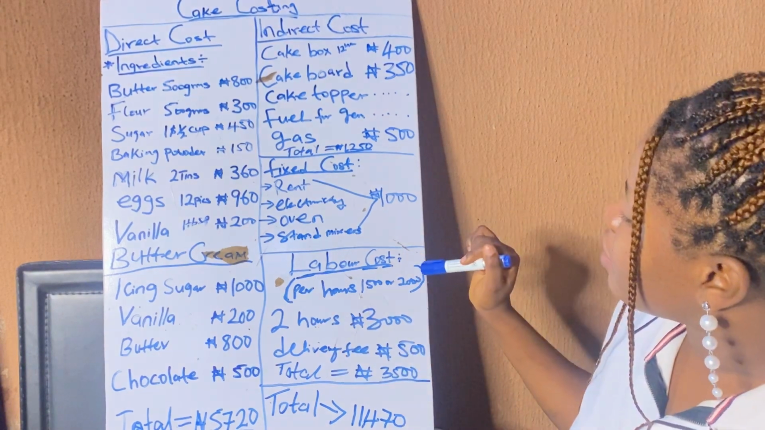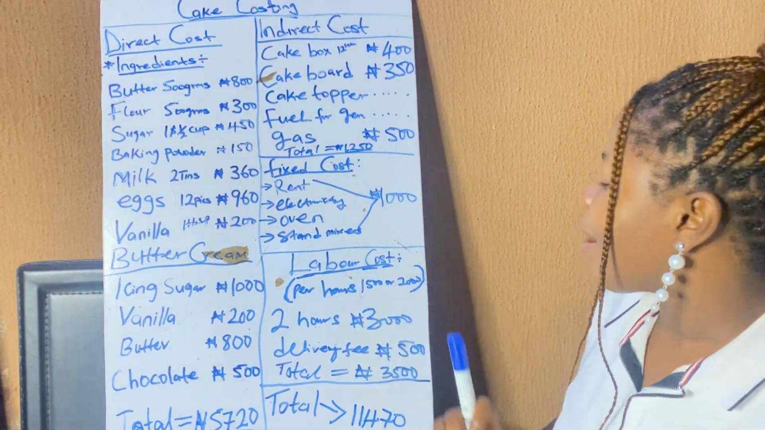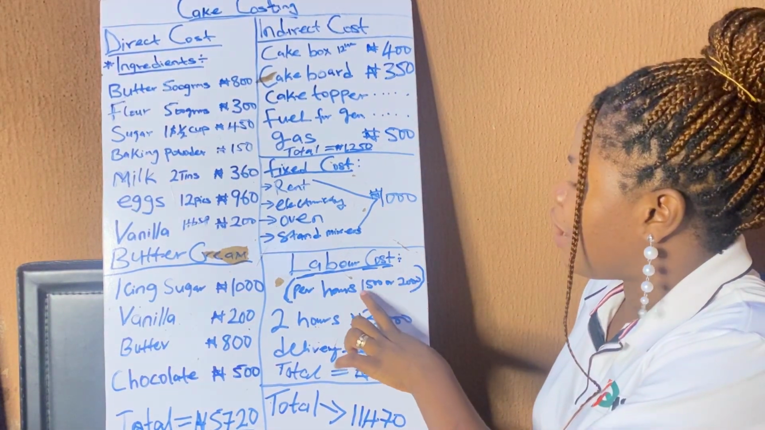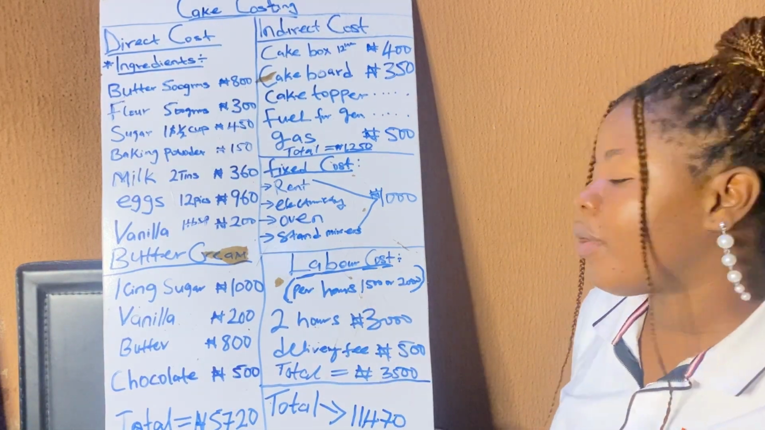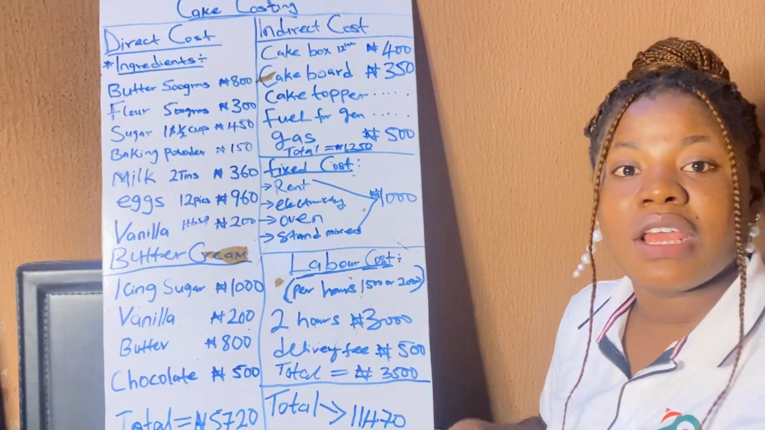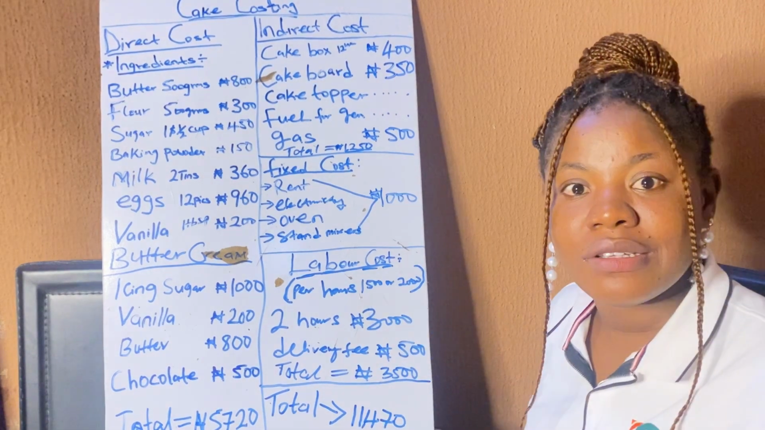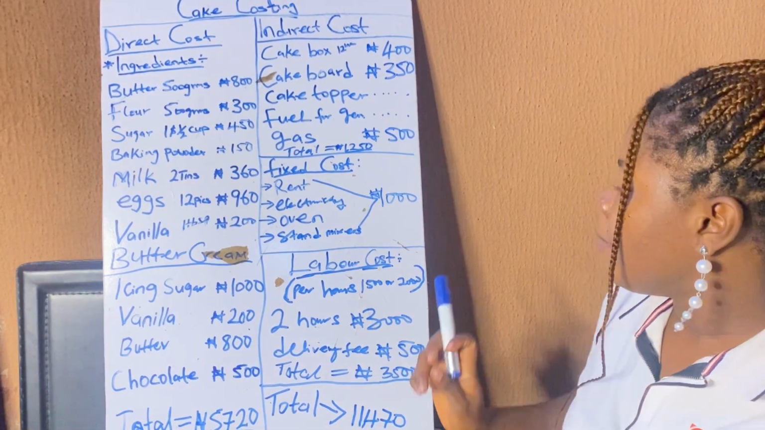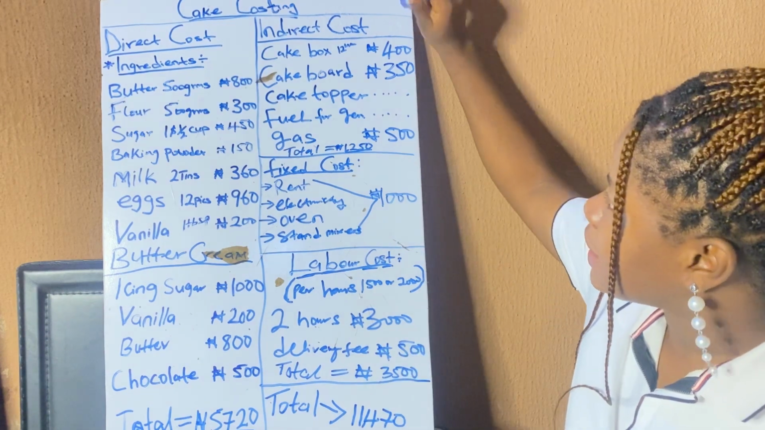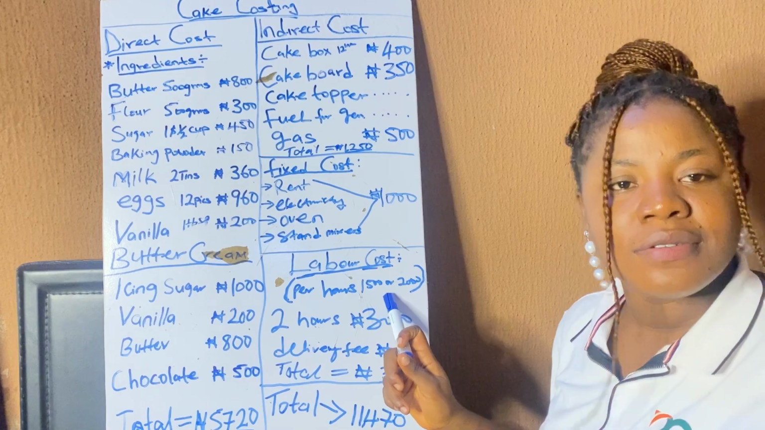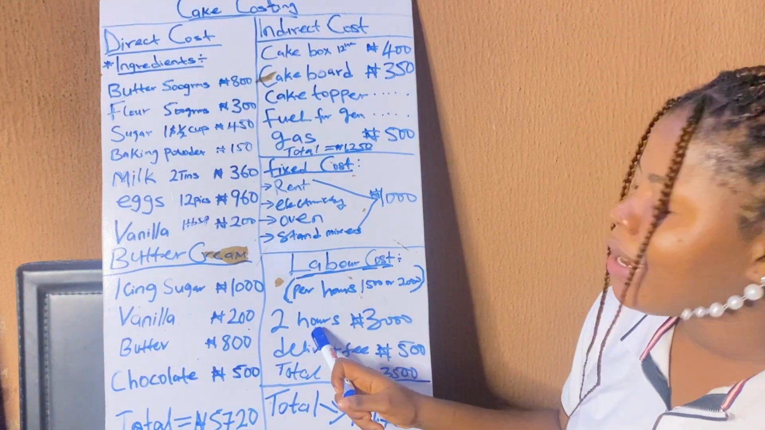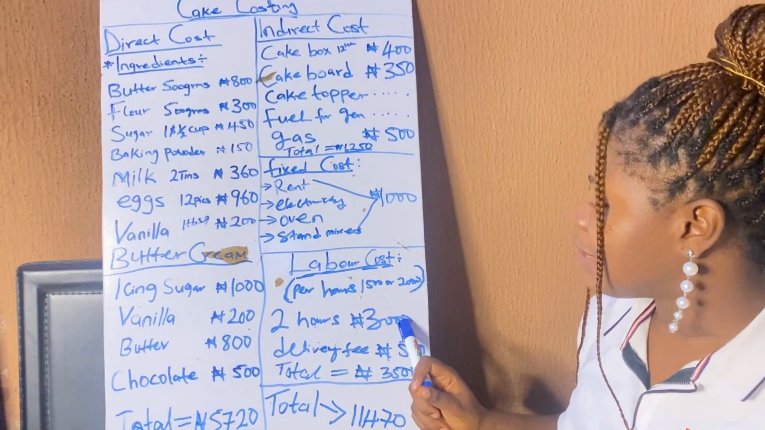Now I need to charge myself per hour. Either you give yourself 1,500 for 1 hour, or 2,000 naira. You can even tell yourself you need 3,000 naira per hour, no problem. But for the purpose of this cake, I'm giving myself 1,500 naira. So I'm charging myself 3,000 naira for 2 hours.